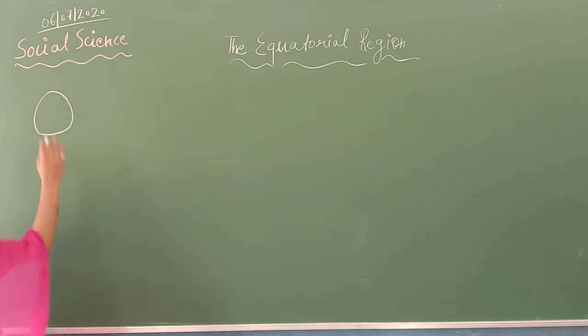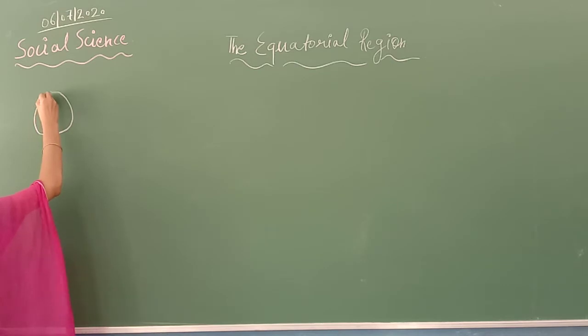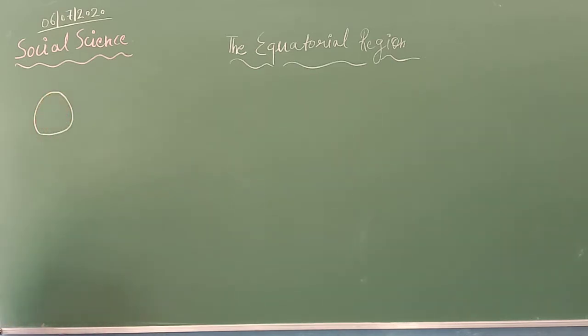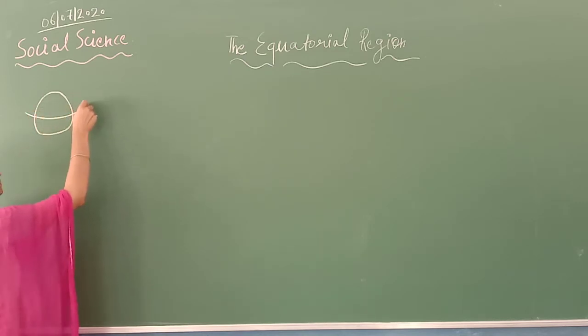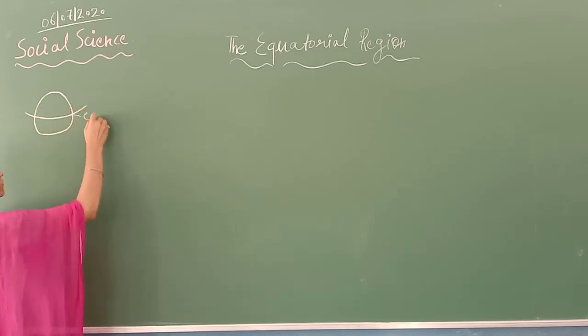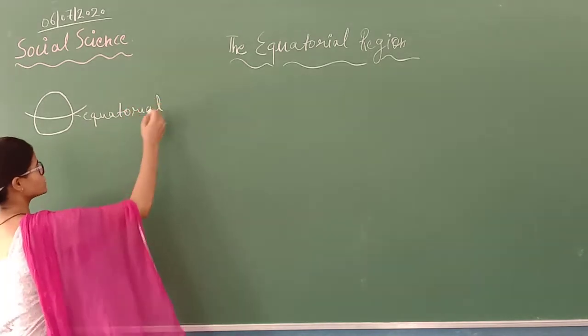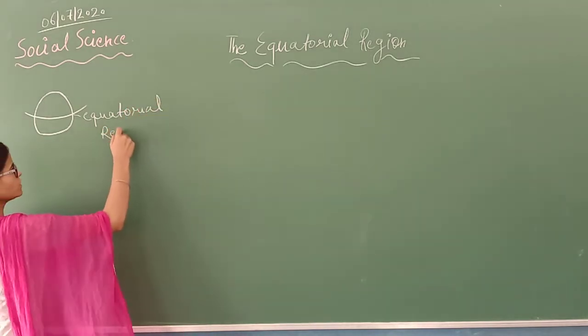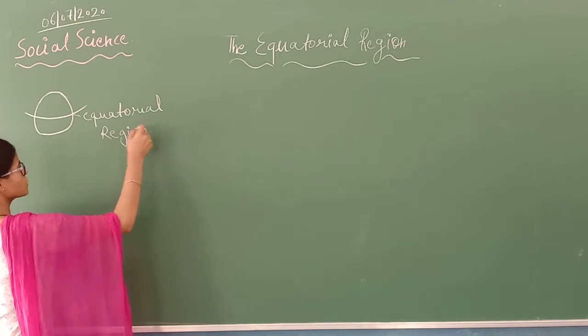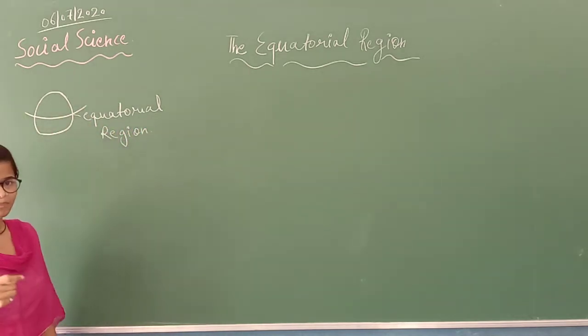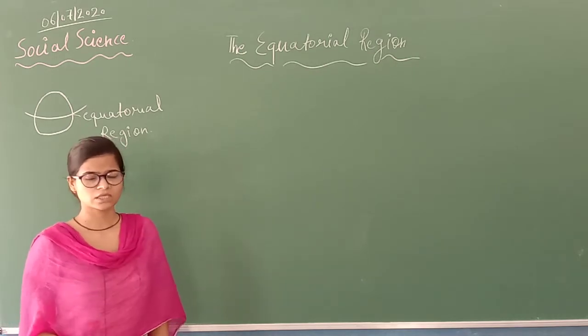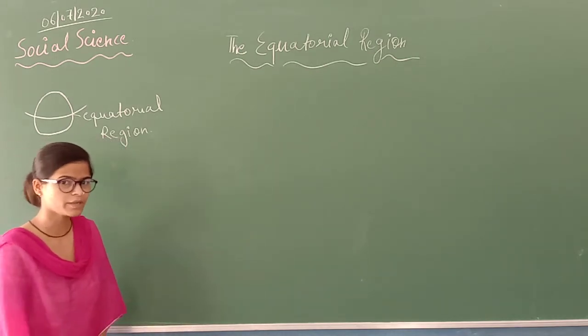For example, I am making the earth here. So this is our earth. The earth is divided by an imaginary line called the equator. So here I will draw the equator, and this region is known as the equatorial region. The place near this equator is known as the equatorial region.